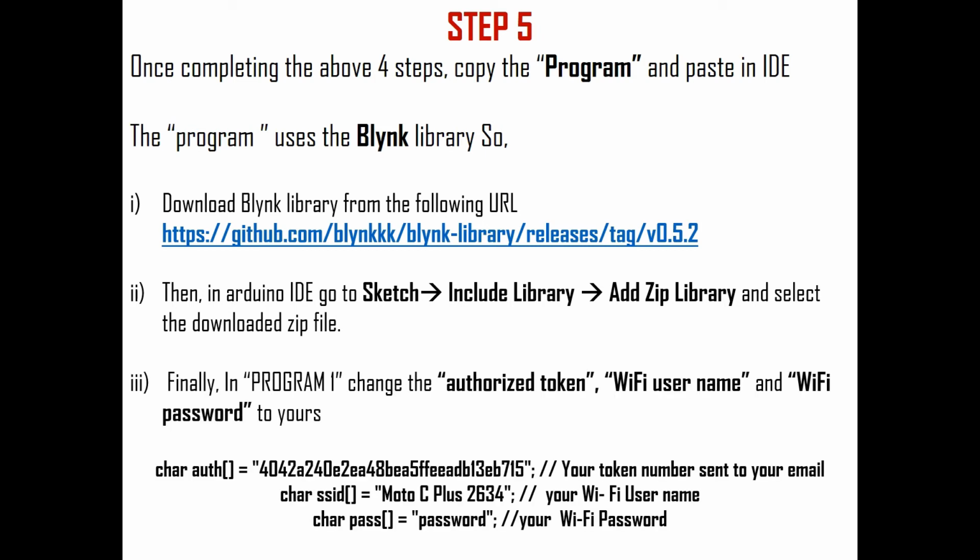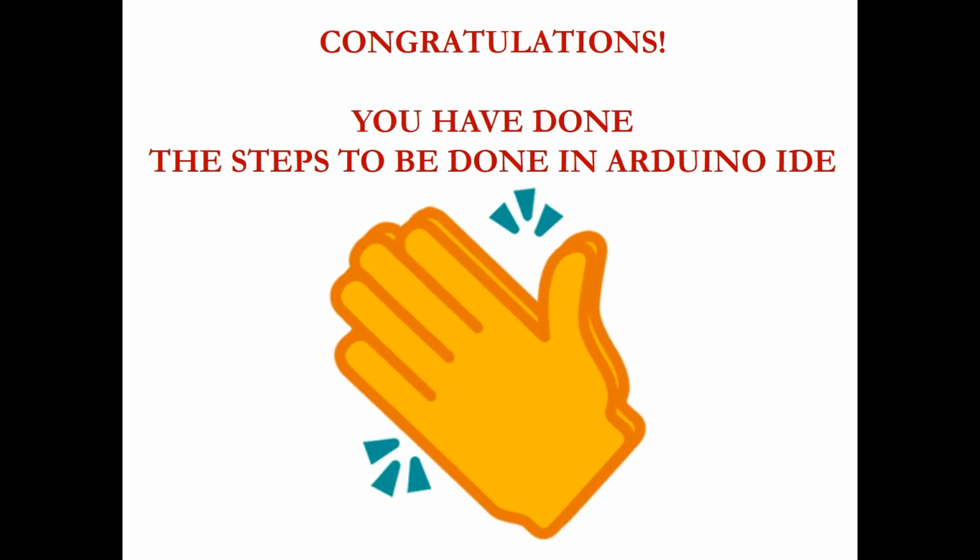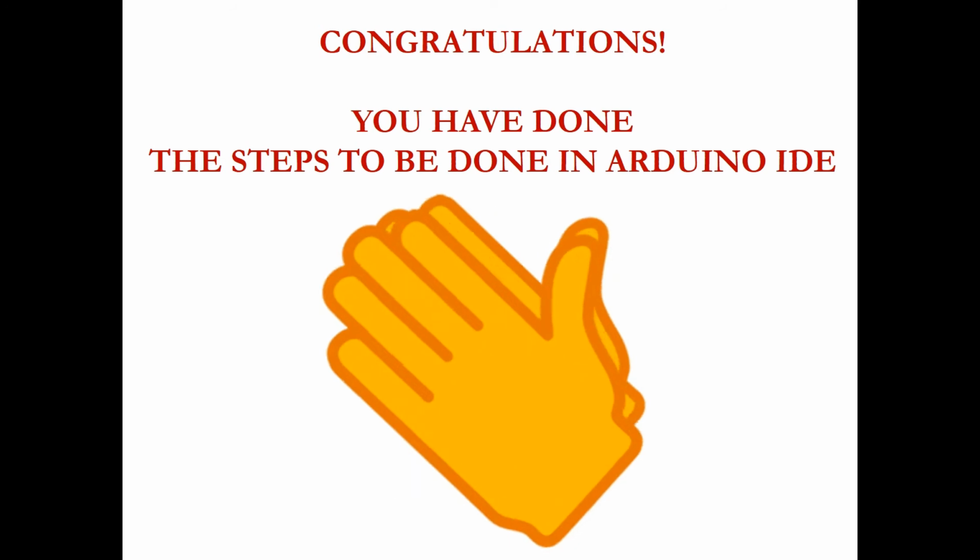Finally, change the following 3 lines in the program. First, change the token number to your token number which has been sent to your mail ID from the Blink app. Then change the SSID to your Wi-Fi name and change the password to yours. Once done, click the Upload button. It will upload the program to your connected Node MCU board. Congratulations, you have done the steps to be done in Arduino IDE.